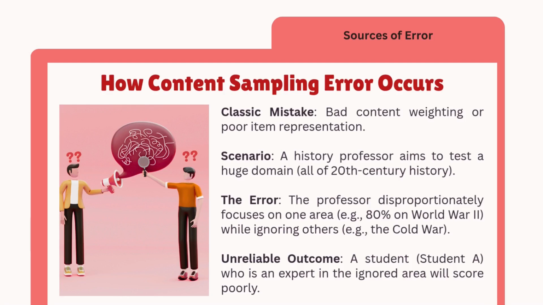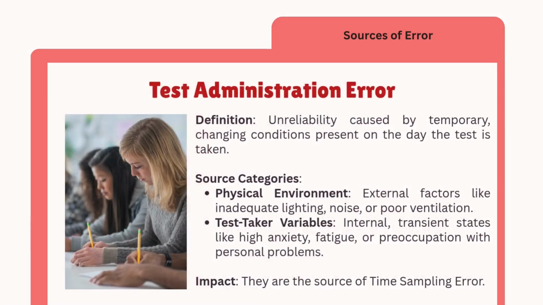So now let's move forward and tackle test administration error. This is also known as time sampling error. So this is unreliability that sneaks in due to temporary changing conditions on the actual day or session that the test is taken. So this is all about those random one-off factors that can mess with a person's performance. So this can be broken down into two things. Essentially, this is the environment and the test taker's state.